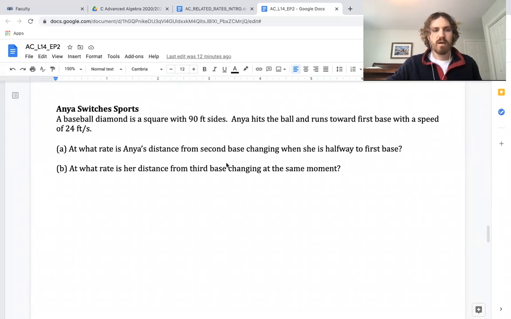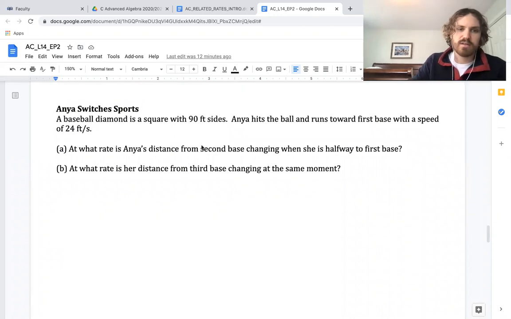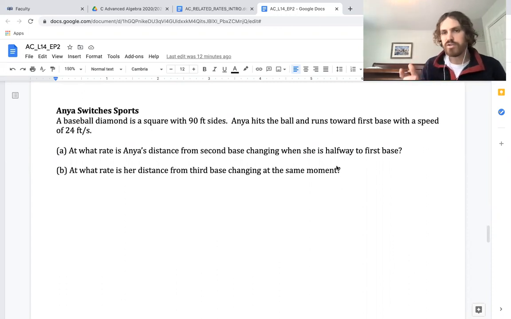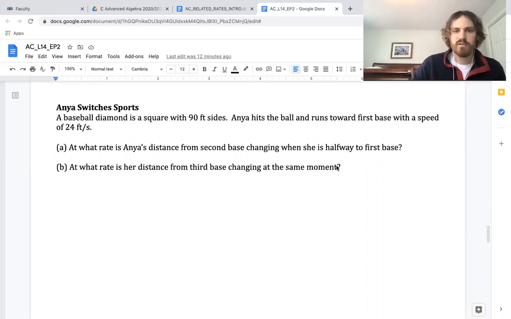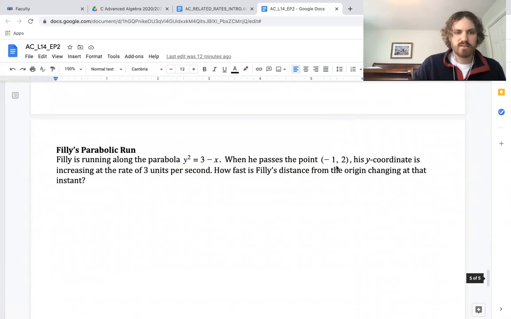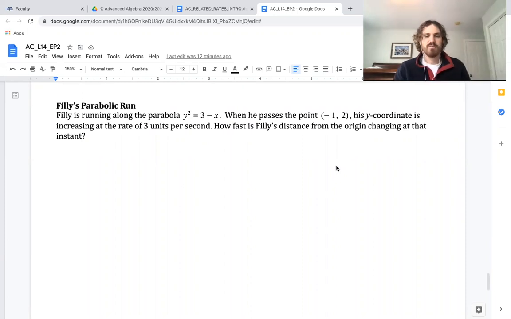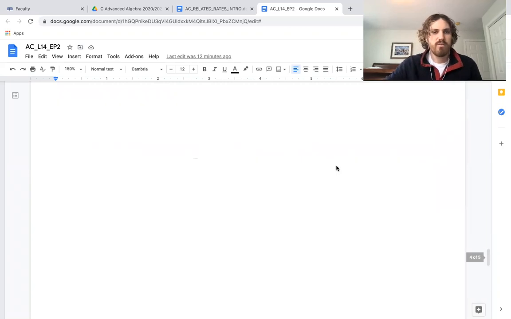Okay, I'm going to leave these two. Anya switches sports. Baseball diamond is a square with 90-foot sides. Anya hits the ball, runs towards first base with a speed of 24 feet per second. But you could draw this out, try and find a relationship between the variables. And the same thing here with Philly's parabolic run, which is similar to our mathy start with Harriet. You can think about, okay, where is he? Can I take the derivative of this with respect to time, etc. Very similar. So you can give those a try if you want.